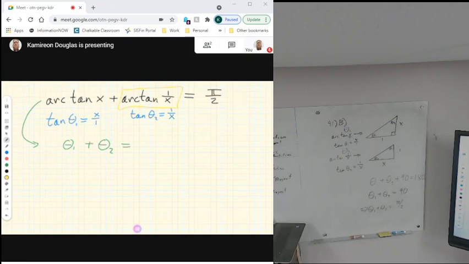Other questions? This was from question 41B from section 5.6. Other questions?